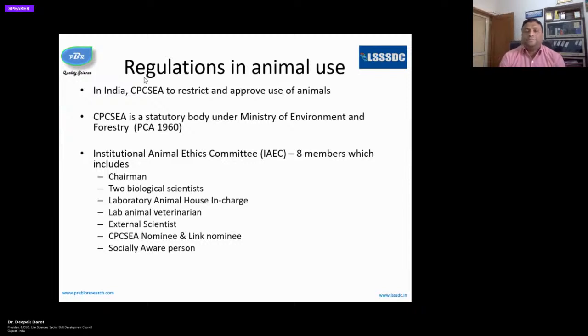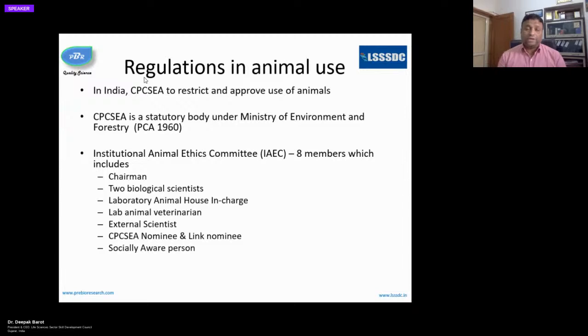So at least it should be as per the CPCSEA guidelines, and try to make sure that animals are comfortable in the environment which we are providing them. CPCSEA is a regulatory body which covers the experimentation on animals. It is the Committee for the Purpose of Control and Supervision of Experiments on Animals. It comes under the Ministry of Environment and Forests. As per the CPCSEA guidelines, each and every institute, lab, college or research institute that wants to do any experimentation on animals and have an animal facility should be registered with CPCSEA.